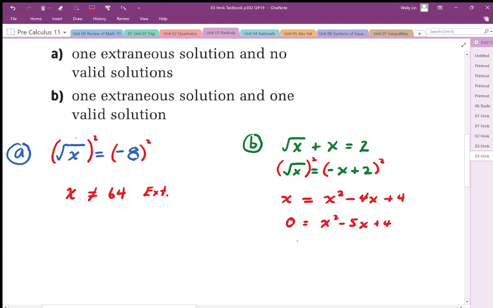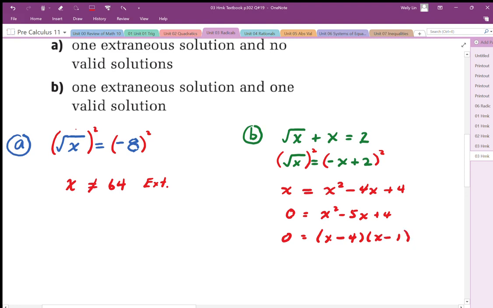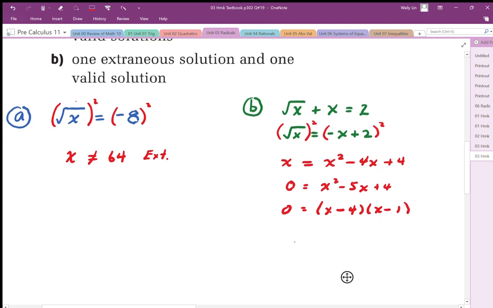And by factoring, I'm going to end up with x minus 4, x minus 1. So my solutions are x equals 4 and x equals 1. Now x equals 1, when I plug it in, is a valid solution. So there's one valid solution.